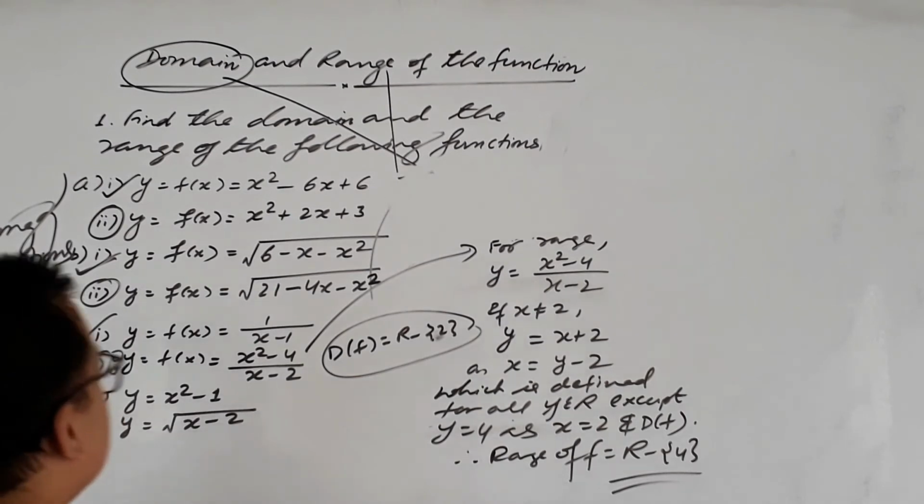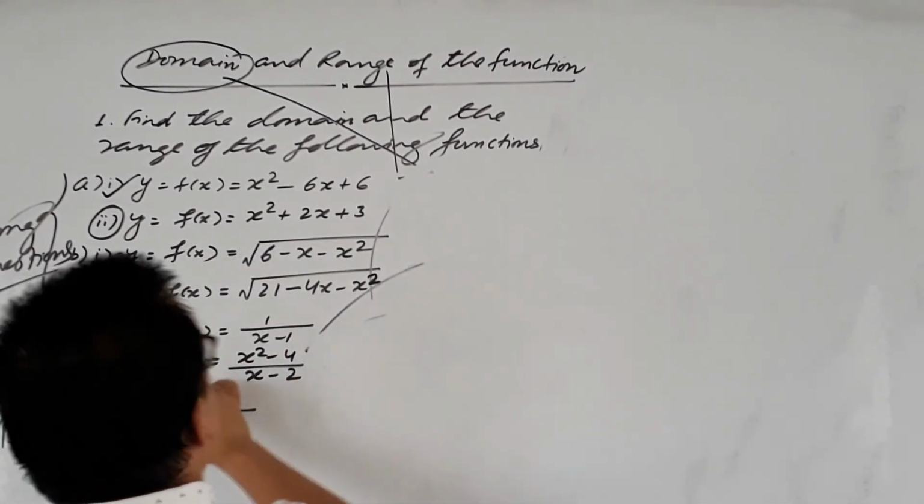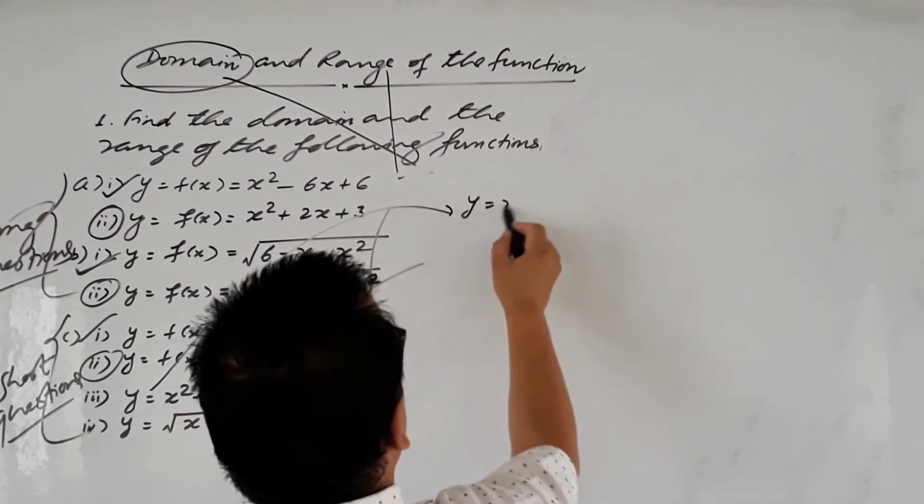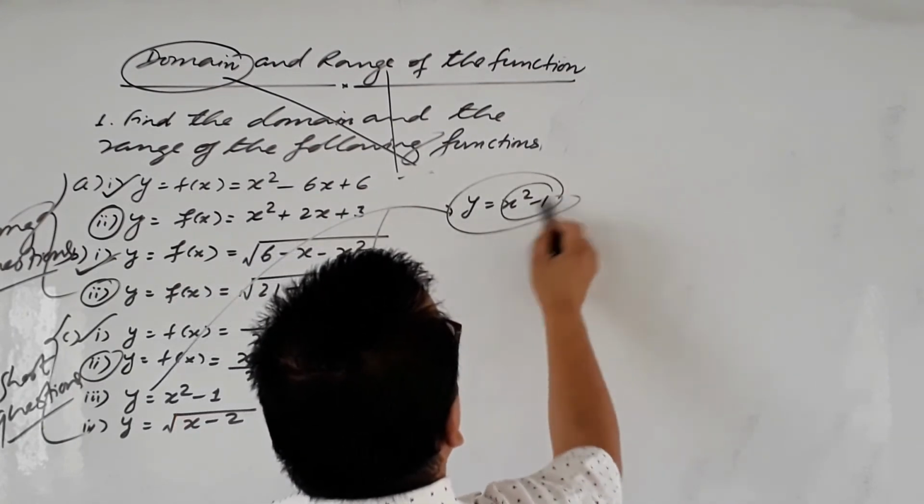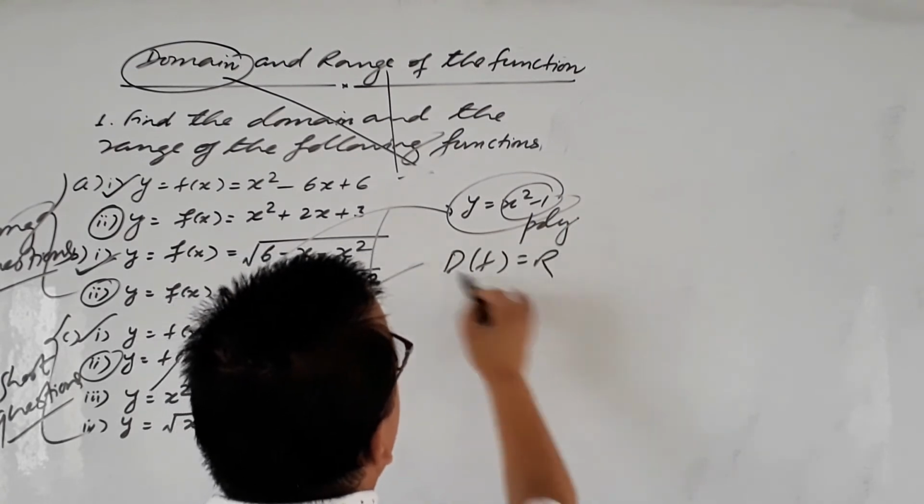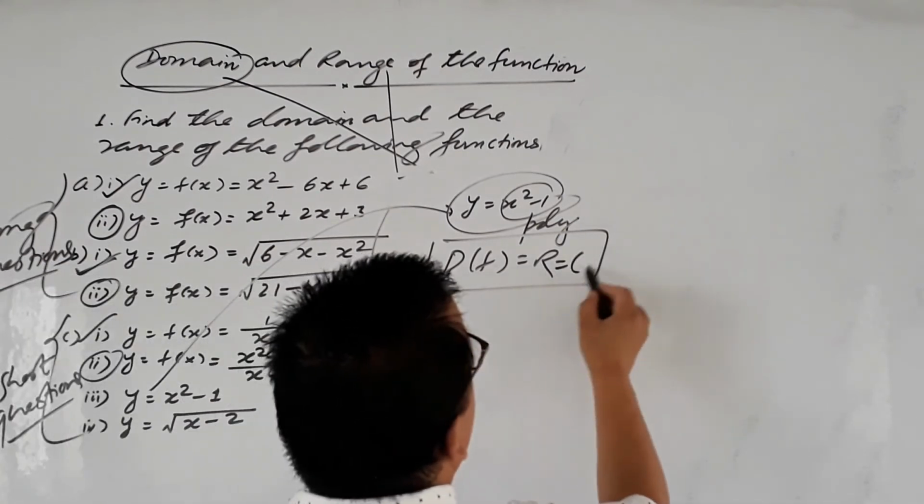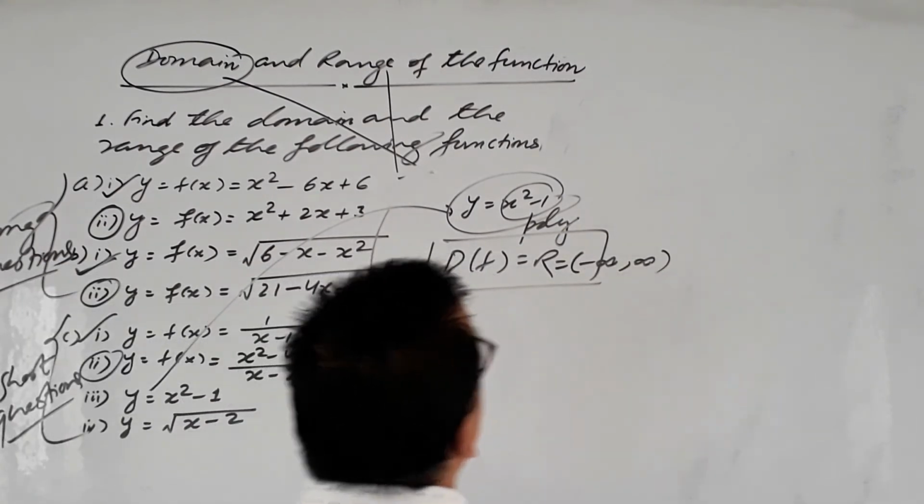And now the third one. We have y equal to x squared minus 1. This is a polynomial, so the domain of the function is R. You know how to write it down, right? Clear? R, or you can write minus infinity comma infinity.